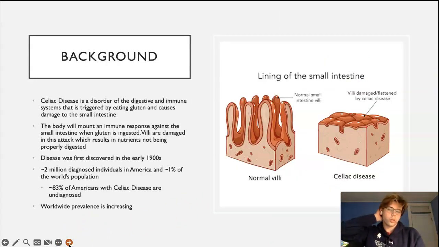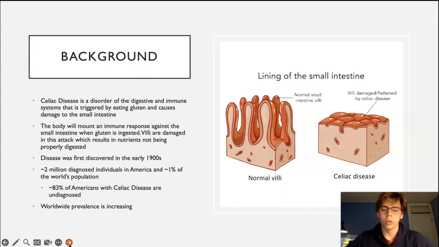So here's some background. In this picture on the right, you can see on the left the normal villi, where they're like pillars, and they protrude off of the small intestine, and then they're flattened, and that's when they're not able to absorb the nutrients. The reason this happens is because the body mounts an immune response against the small intestine after gluten is ingested. In this attack by its own body, the villi are damaged, and that results in the flattening and being unable to absorb nutrients. So the disease was discovered in the early 1900s.